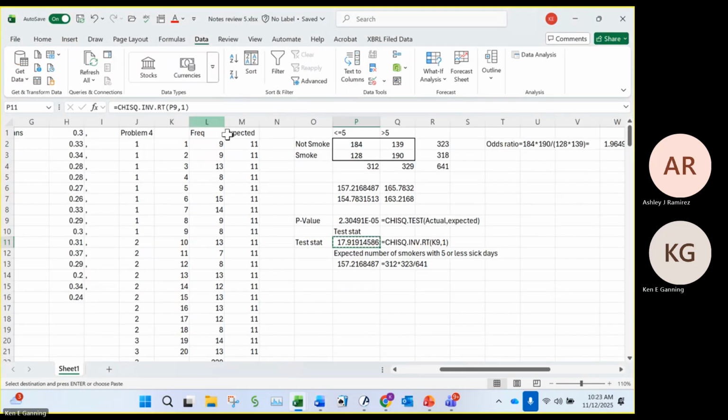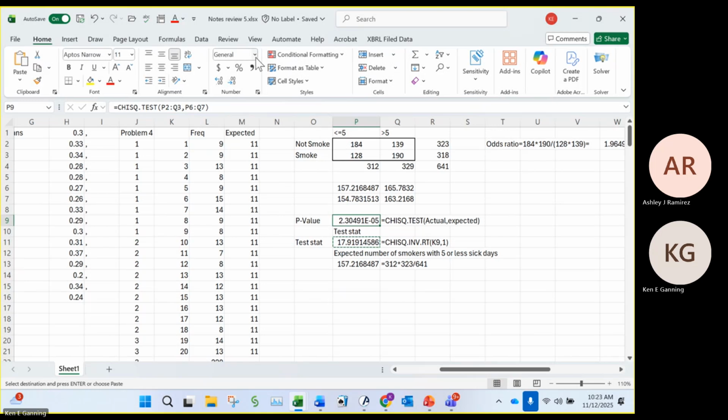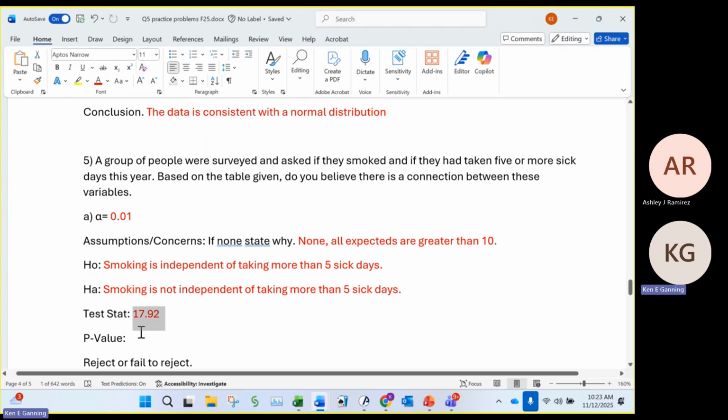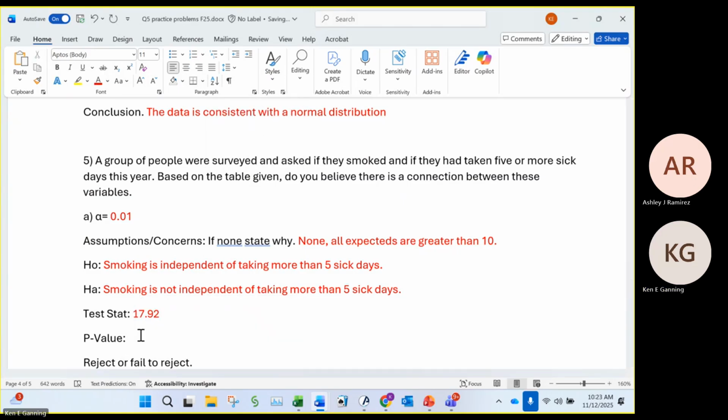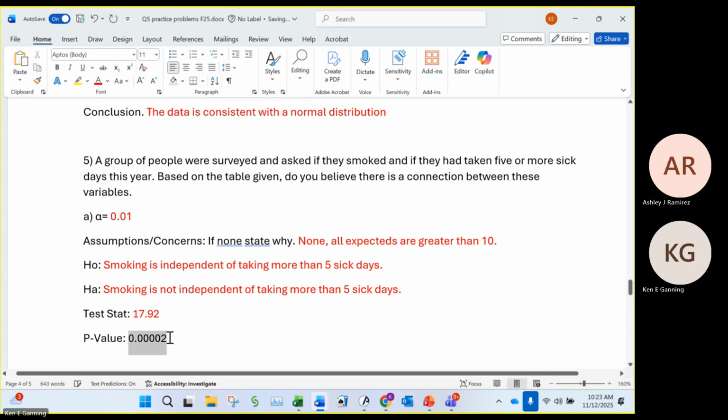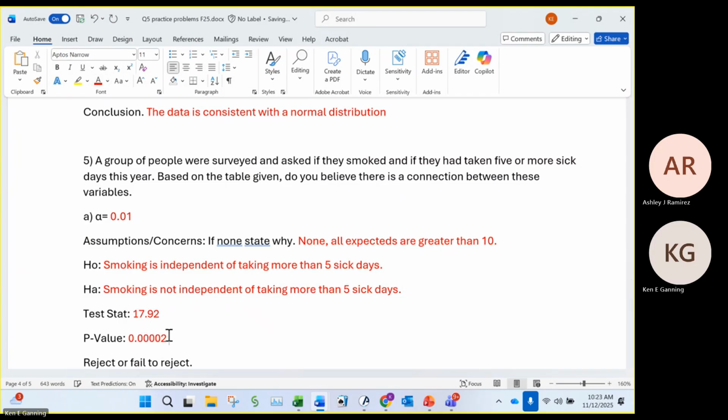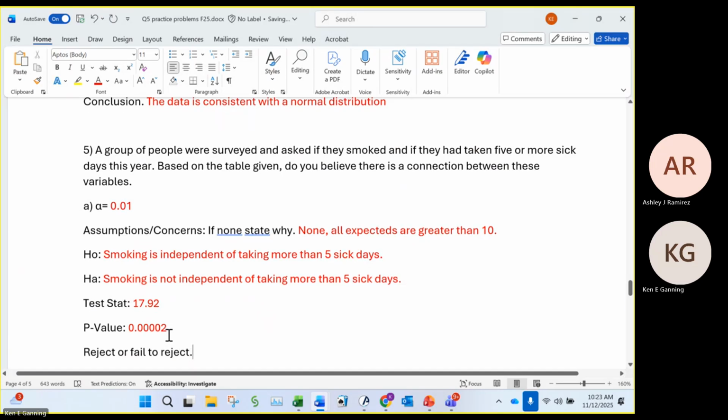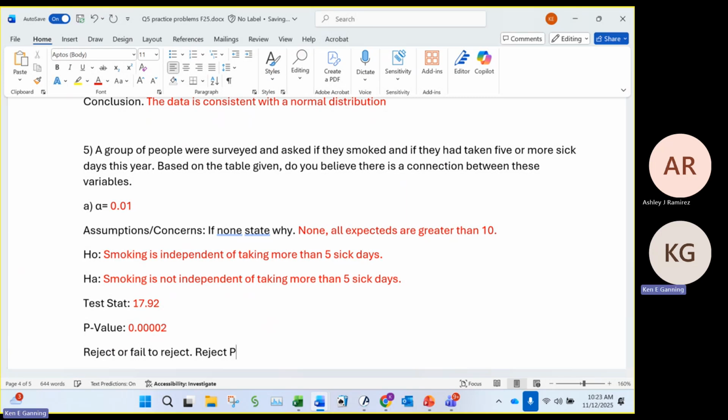P-value: 0.0002. Reject, since P is less than alpha.